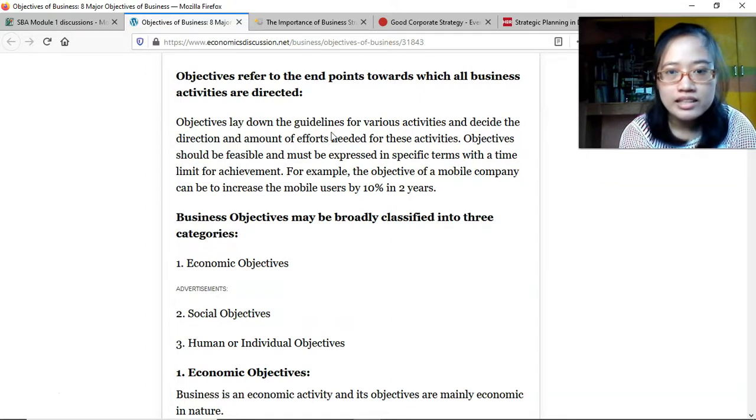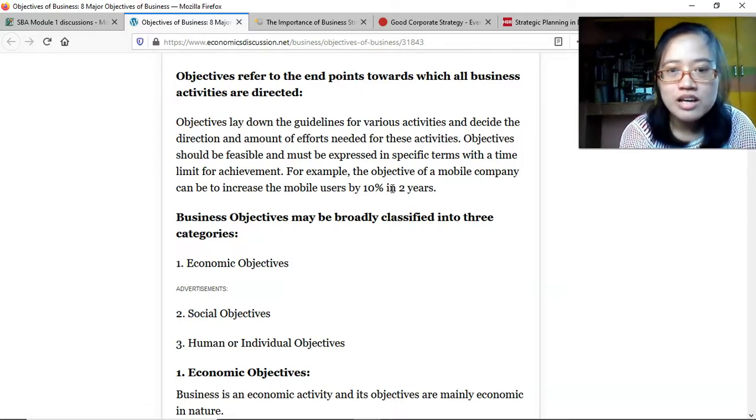Objectives lay down the guidelines for various activities and decide the direction and amount of efforts needed for these activities. Objectives should be feasible and must be expressed in specific terms with a time limit for achievement. Ayan, kailangan may timeline ka din. Okay, within how many years should this be achieved by the company? Kasi kapag hindi mo nasusundan yung timeline, you would start questioning yourself na, ano ba, ma-achieve pa ba to? Achievable ba talaga to? Or do you need to make adjustments?